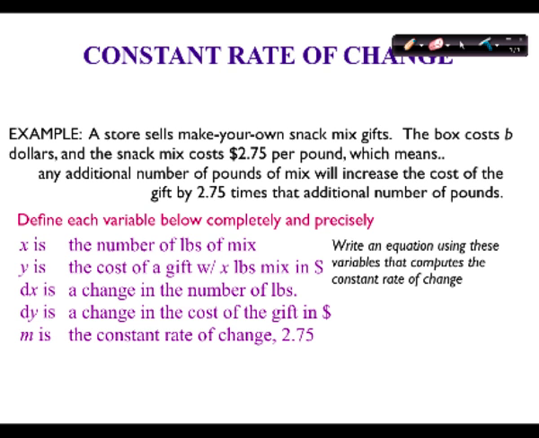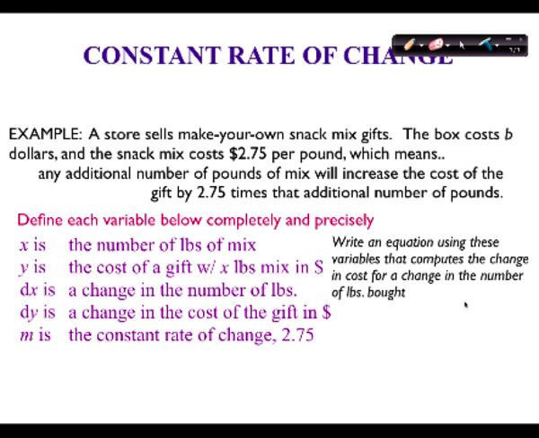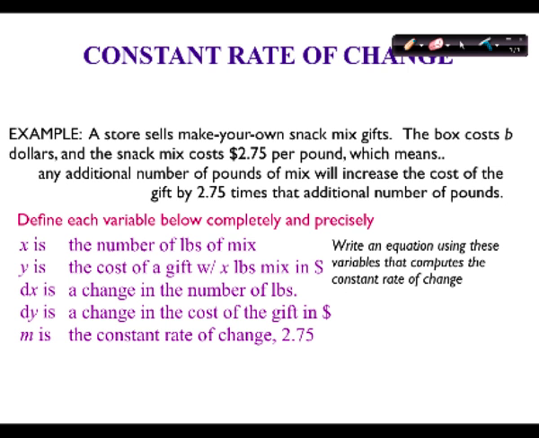Write an equation using these variables that computes the constant rate of change. What would compute M? How would you write something that would compute M? Okay, yep, that's true. But if we wanted to actually compute M, like we want to say M equals something. She wants dy over dx. What do you think? Yep. If you knew some variation in cost and some corresponding variation in pounds, considering it's a constant rate of change, that ratio or that quotient would give you that 2.75.